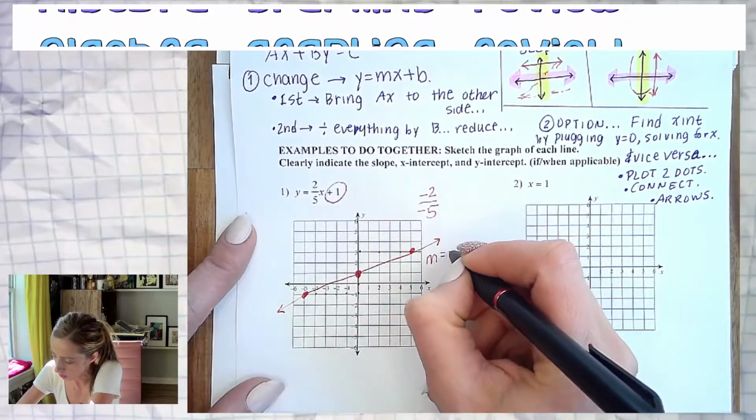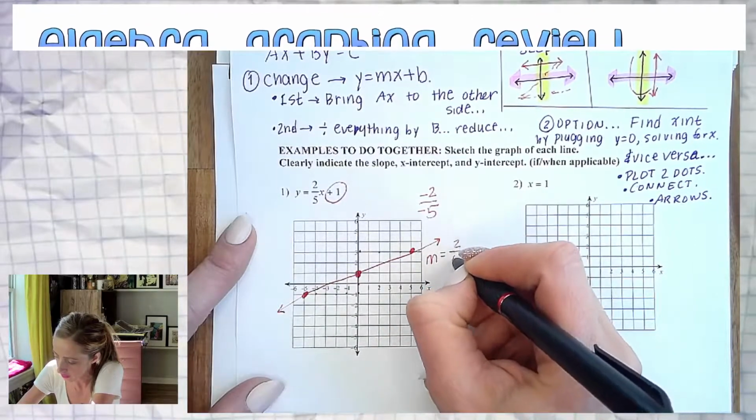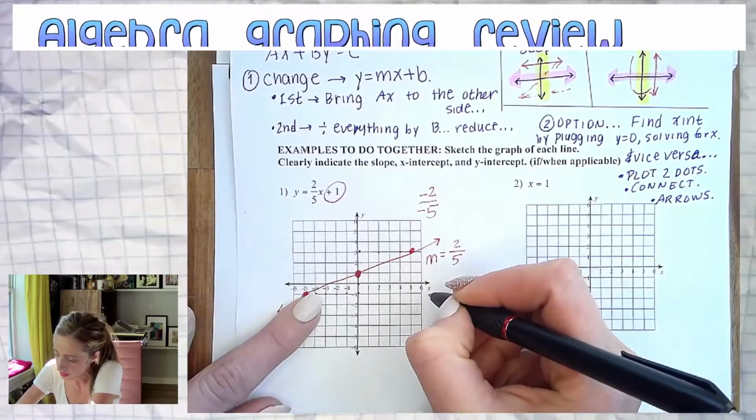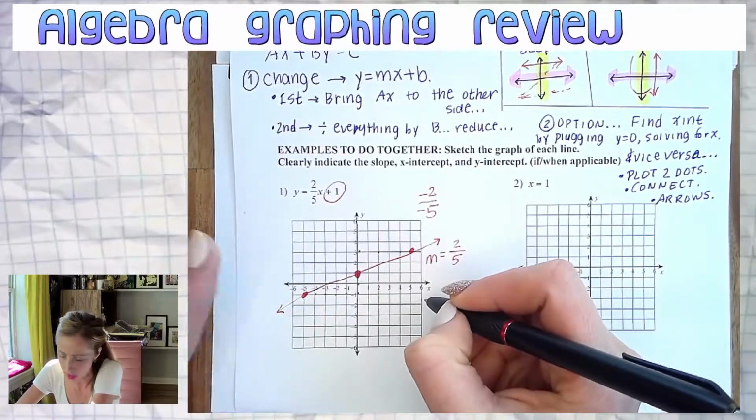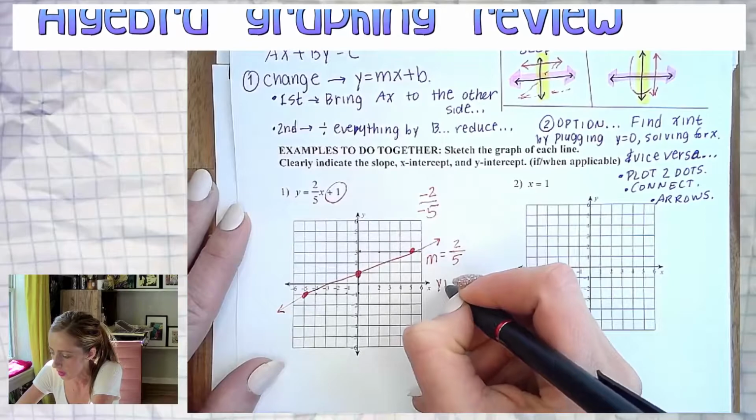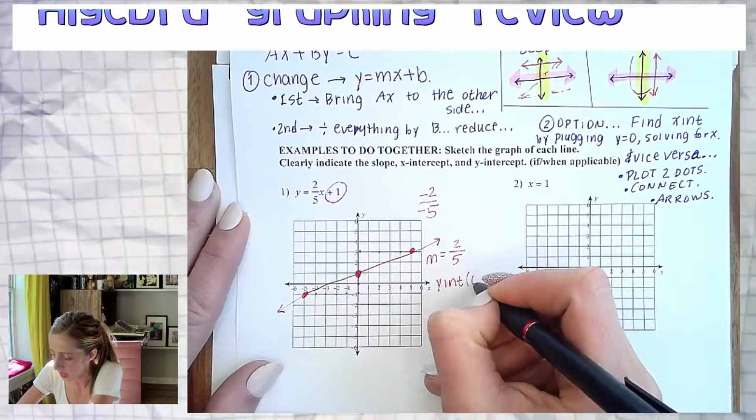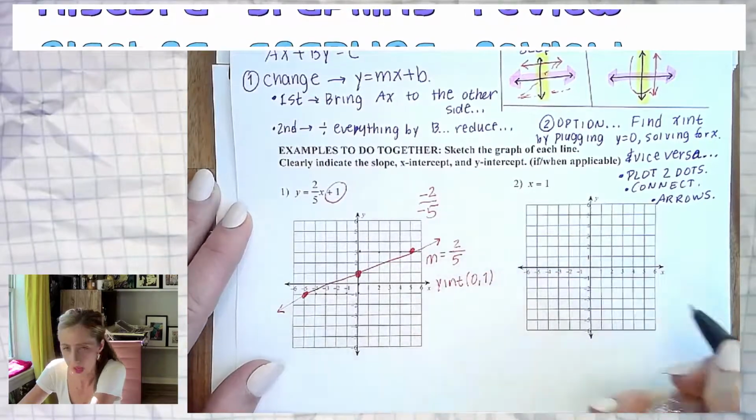Indicate our slope. Well, the slope was 2/5. My x-intercept doesn't look like it's passing through a nice number. We didn't put a dot there. So I'm only going to write out what my y-intercept is, and that was 0, comma 1. I'm done with number 1.